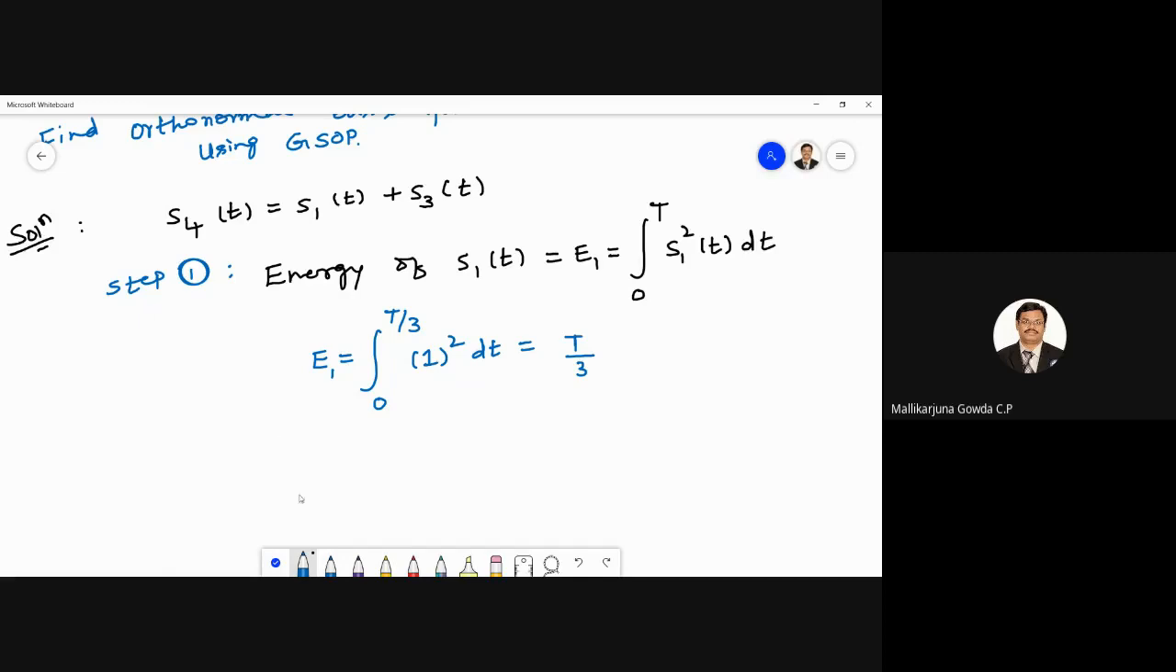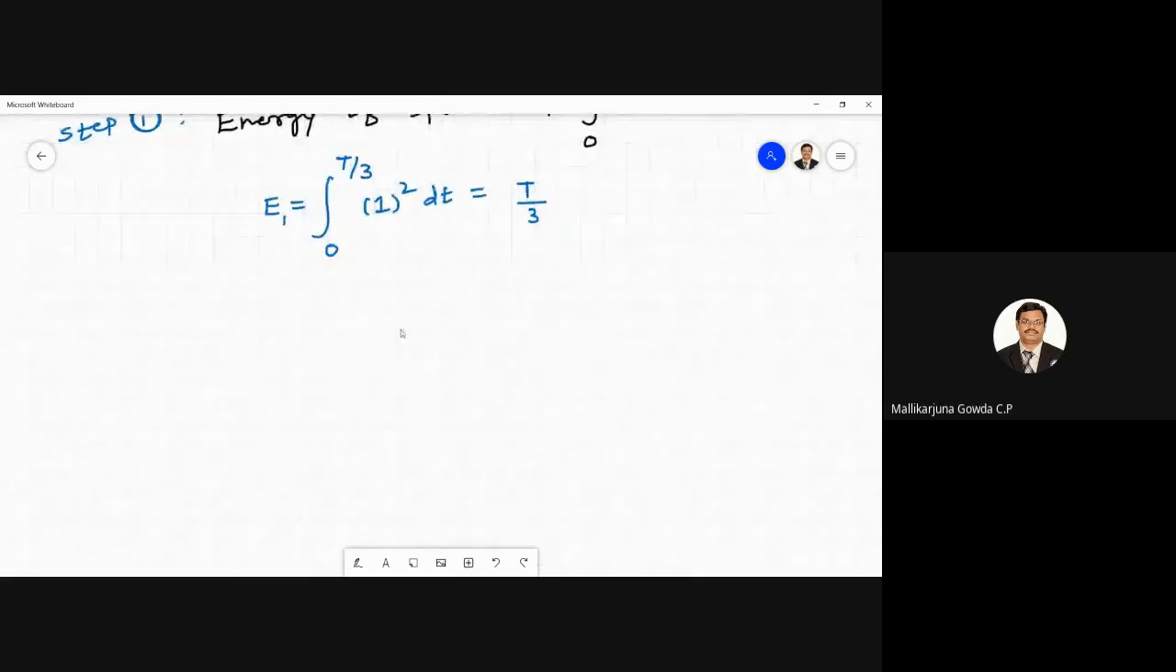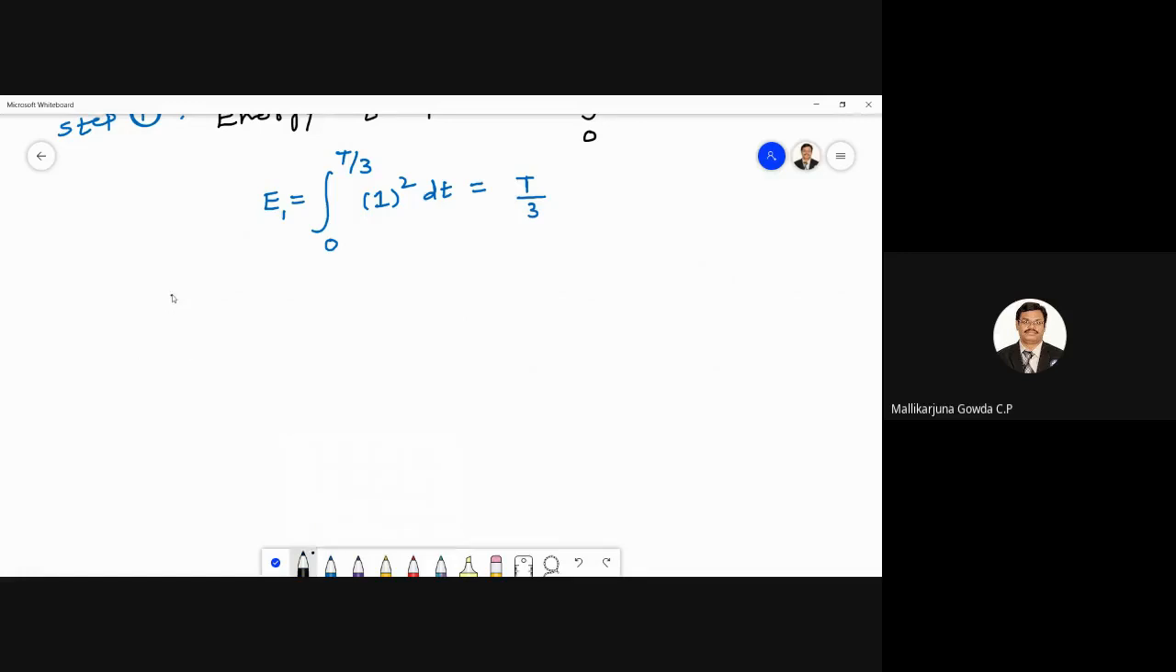Now let me write the phi 1 of t. We know that phi 1 of t will be equal to S1 of t divided by root of E1. What is the value of S1 of t? It is 1 over 0 to T by 3. Then it is root of T by 3, which is nothing but root of 3 by T. Is it fine?